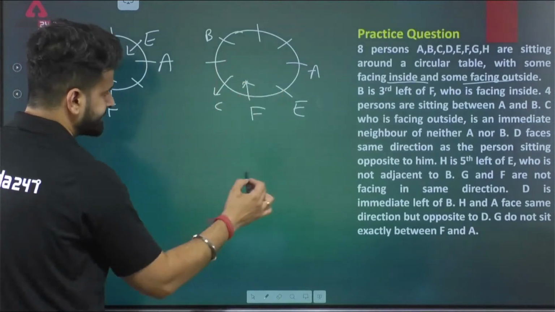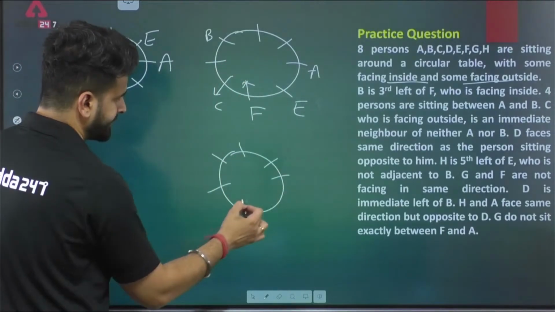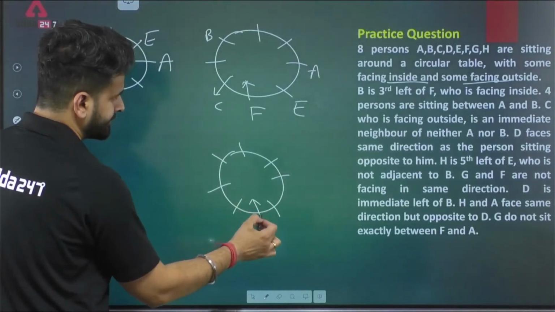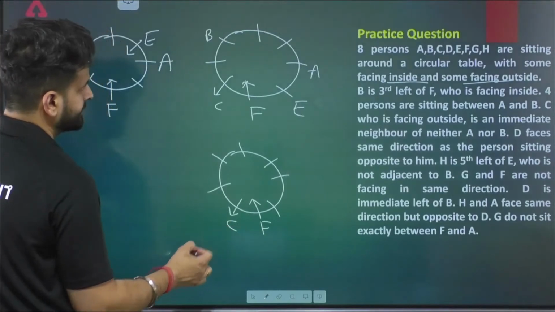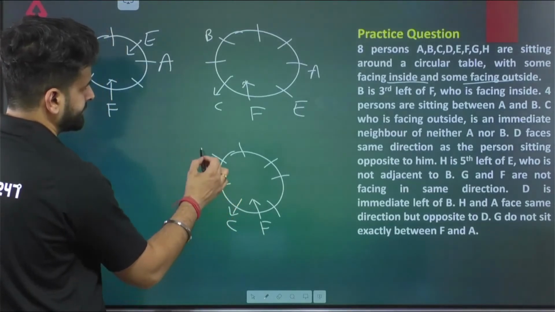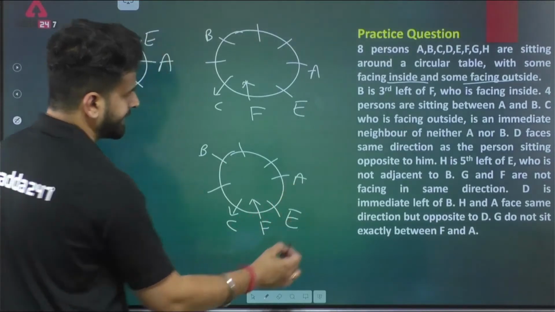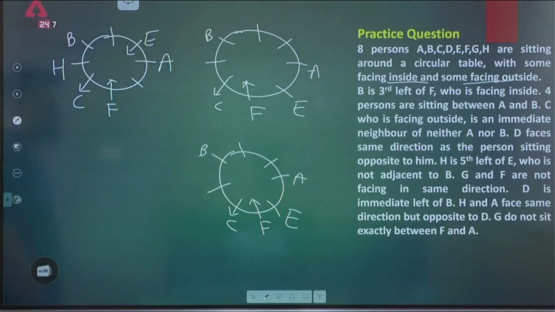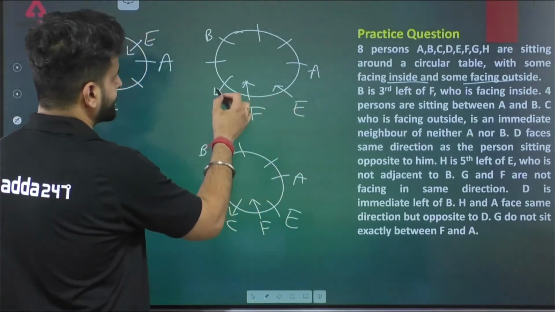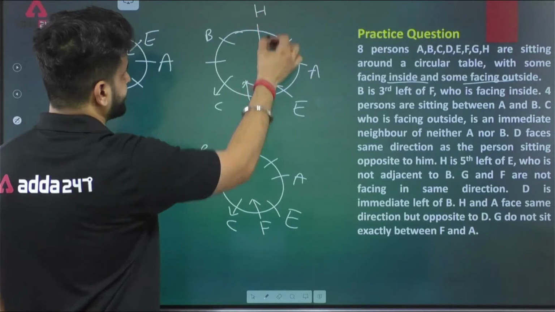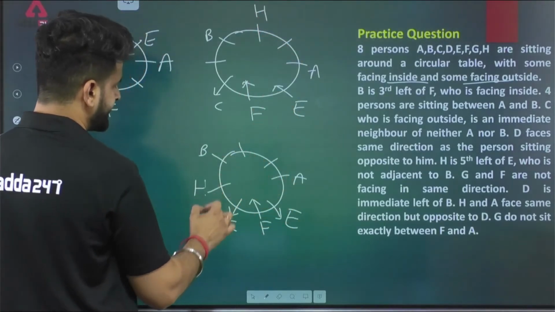So for this case, I will draw one more case. 1, 2, 3, 4, 5, 6, 7 and 8. This is F, facing outside, this is C. Then this is B. This is A. This is E. Right? Now related to E, H. H is fifth left of E. E can face inside, 1, 2, 3, 4, 5, this will be H. E can face outside, 1, 2, 3, 4, 5, this can be H. Is it clear?